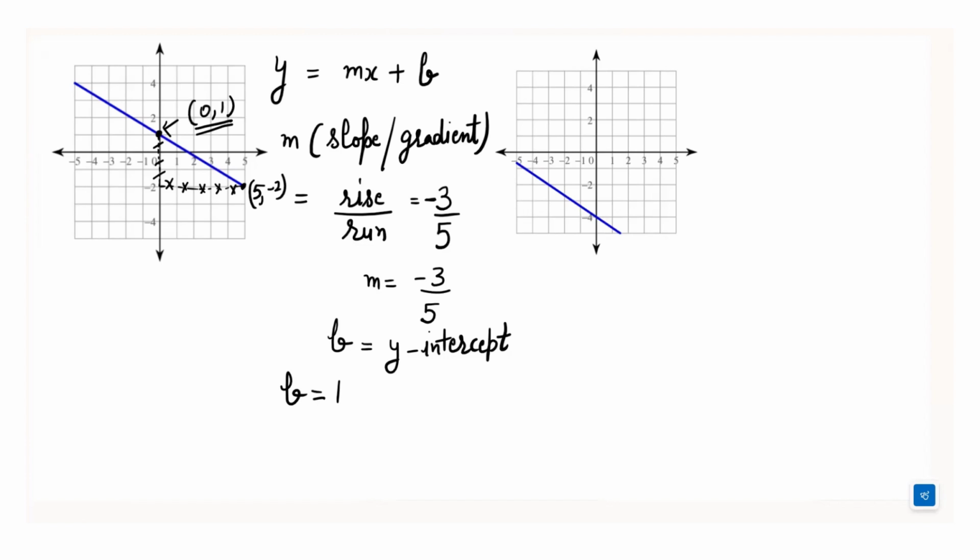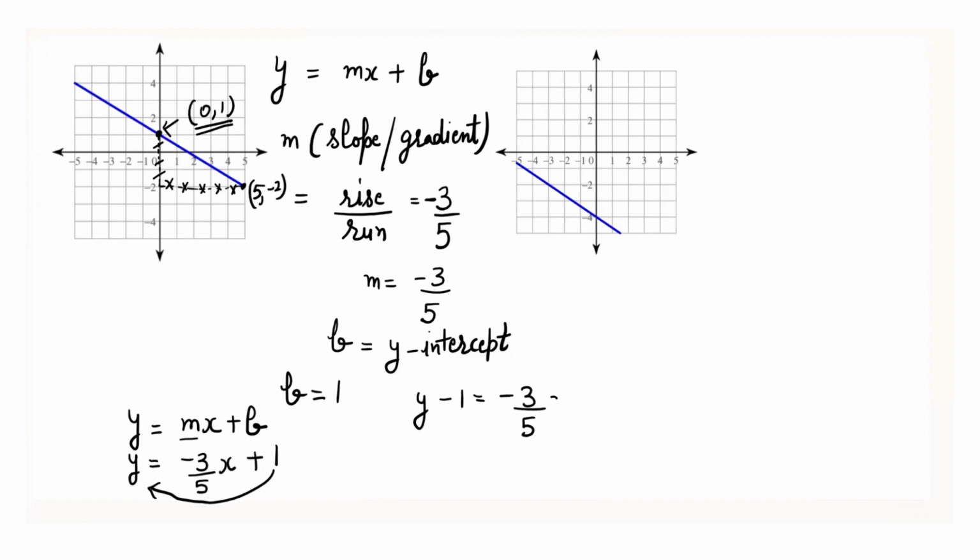So if I need to find the equation of the line, I have to use the general equation of a line, and then substitute the values of m and b, which we have already got from the graph of the line. So we write y = -3/5 x + 1, with 1 in place of b. Now we have to take this 1 to this side. We get y - 1 = -3/5 x.